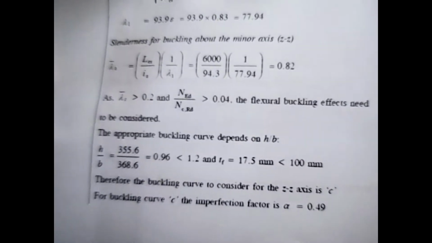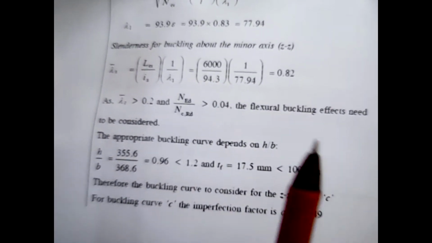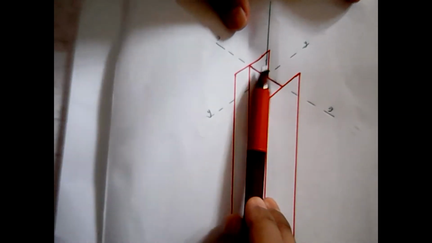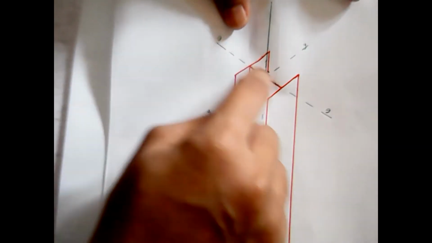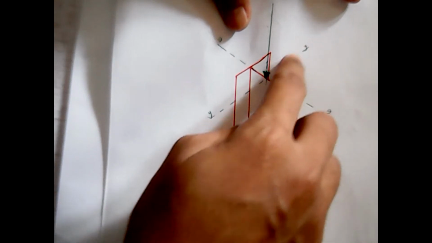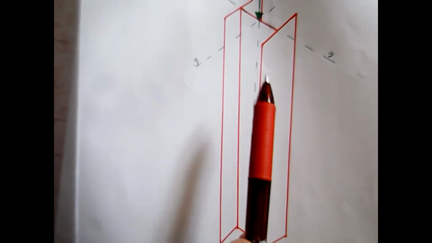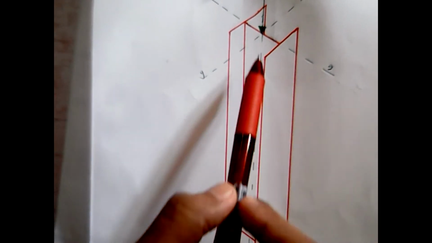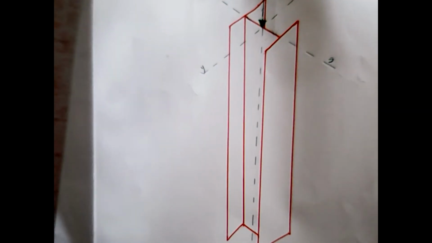In here you need to check for both axes, which is the minor and major axis. So basically you need to check the buckling resistance of your structure in both ways, which is in the ZZ axis and also in the YY axis. This means you need to check whether there is a possibility for your column to buckle in one direction or in the other direction. So you need to check for this.